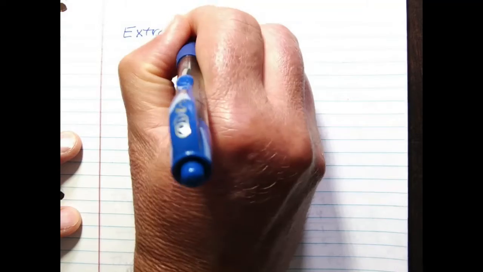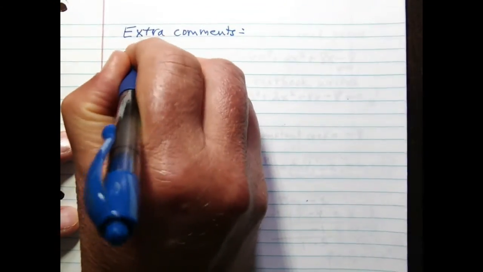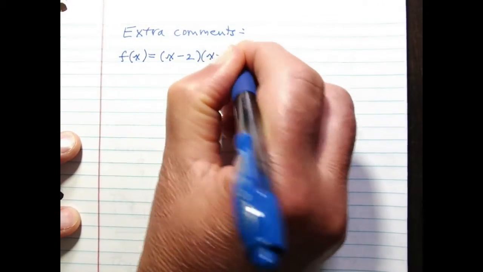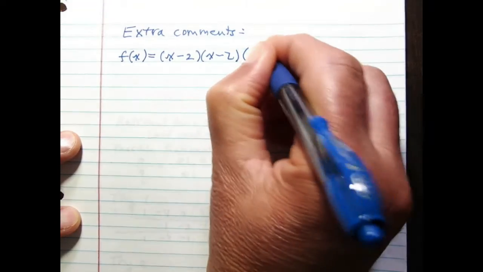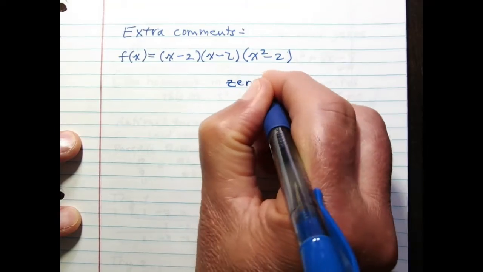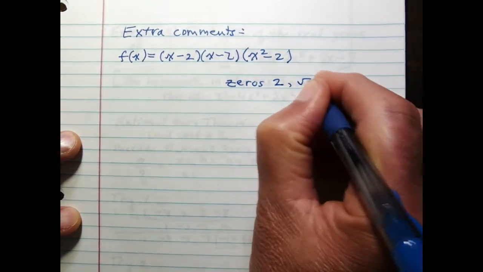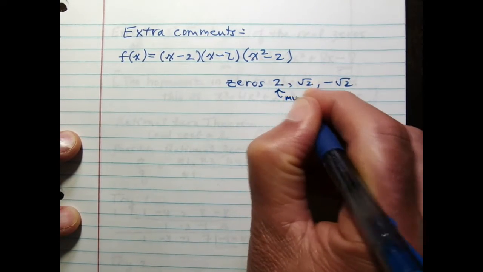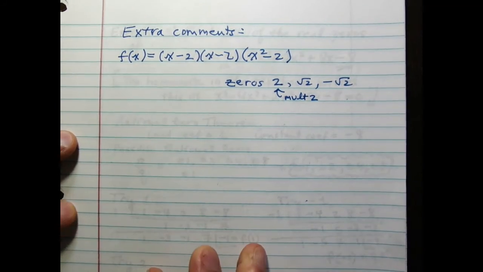And there are two comments I want to make. So we're just going to call this extra comments. So we had our function f of x equals x minus 2 times x squared minus 2. And we said the zeros were 2, square root of 2, minus square root of 2, that 2 had multiplicity 2.